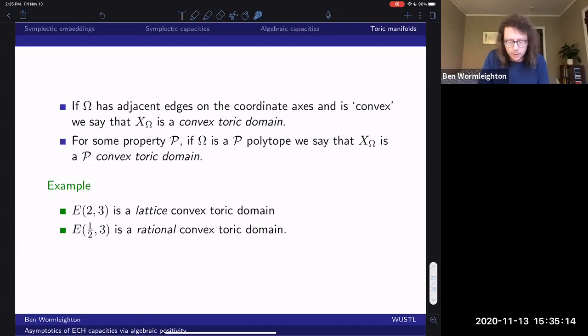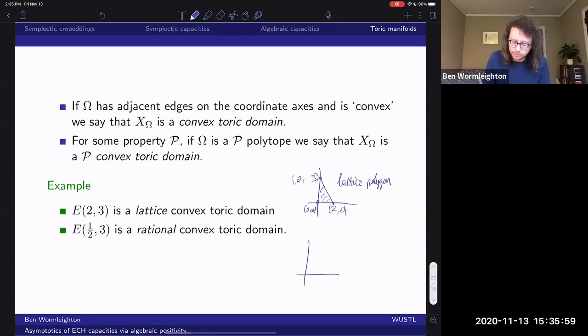So if we have some property P of polytopes, we say that x omega also has that property. So for example, the triangle with vertices 0, 0, 2, 0, and 0, 3, the vertices of this triangle are all lattice points. And so we would say that this polygon is a lattice polygon. And hence we say that the corresponding convex toric domain, which in this case is E23, is a lattice convex toric domain.